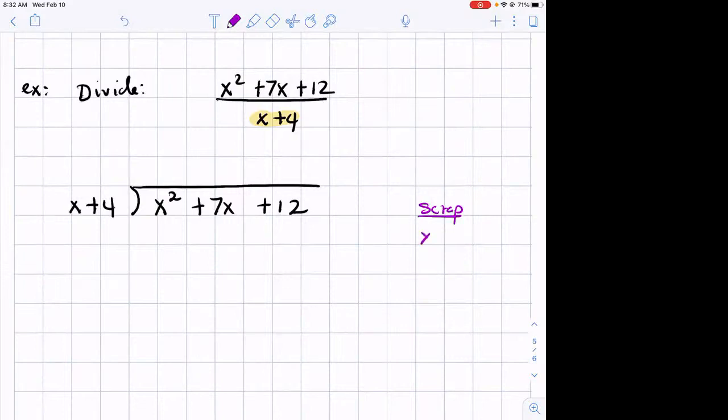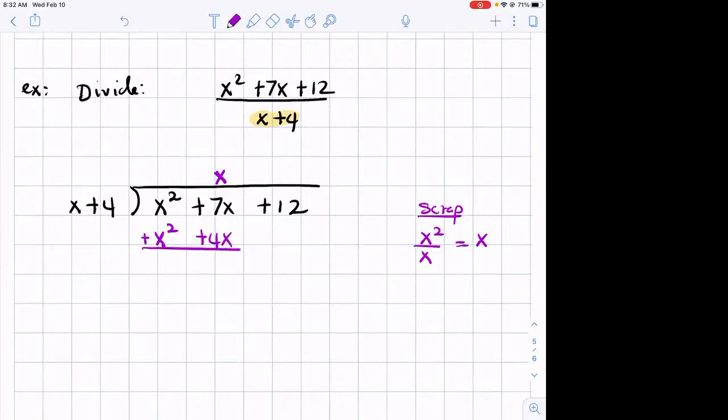So the first term on the inside is x squared, the first term on the outside is x. And if I do this, I'll have an x term. So I write the x term above the x term, so that goes here. Then I distribute x times 4, right? That's the next step. So x times x becomes x squared, x times positive 4 becomes positive 4x.